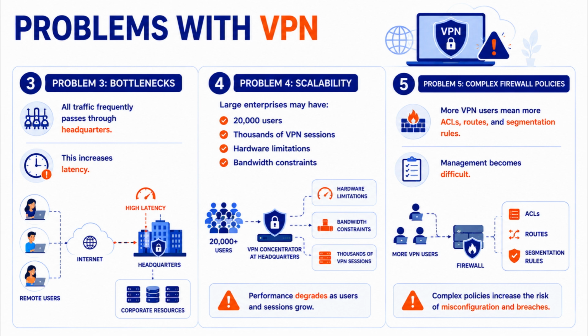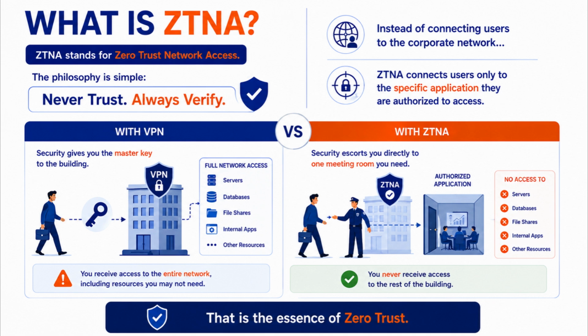Scalability. Large enterprises may have 20,000 users, thousands of VPN sessions, hardware limitations, bandwidth constraints. Problem 5. Complex firewall policies. More VPN users mean more ACLs, routes, and segmentation rules. Management becomes difficult. What is ZTNA?